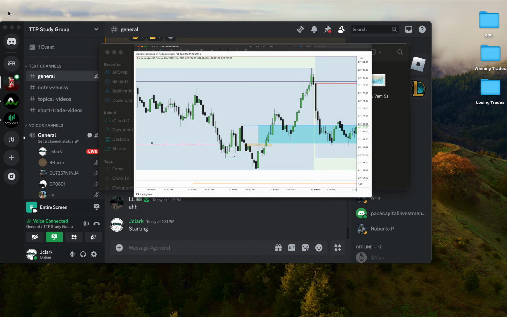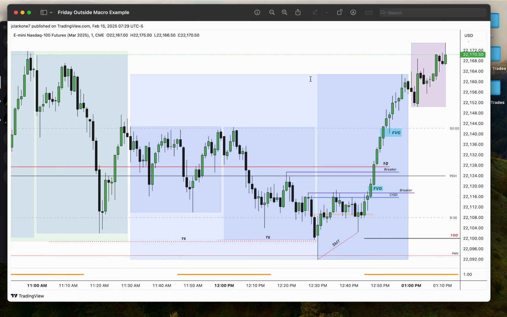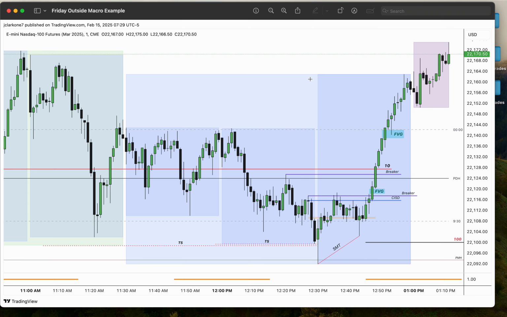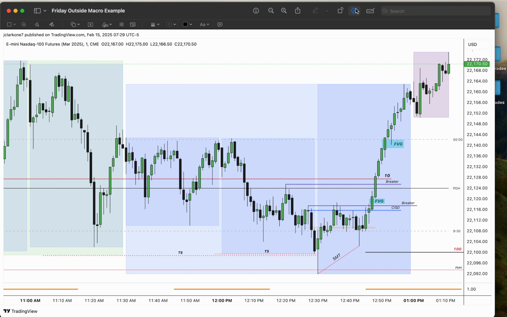Okay. Next one. So another example from Friday. This one's actually outside the macro though, but I wanted to show you this because it has everything else other than being within the macro. So this is something that I would consider taking because it has every other thing I'm looking for, plus some higher time frame arrays that price came into.